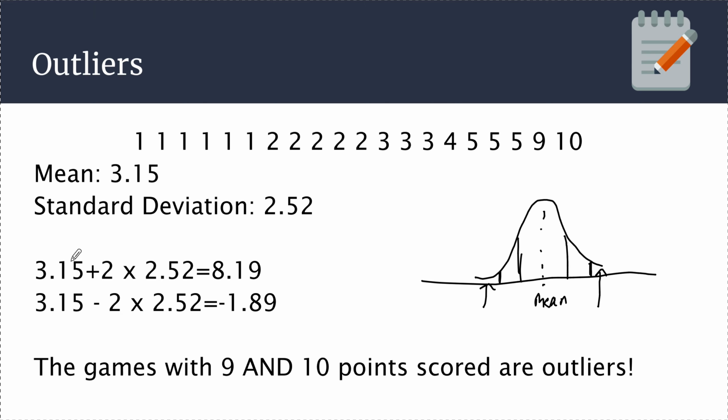We find the mean, then we say plus 2 times the standard deviation is 8.19, and then 3.15, that's the mean, minus 2 times the standard deviation will take us down to negative 1.89. And we say, hey, are there any values at or beyond those? All right. Nothing less than negative 1.89. We don't have to worry about that. But look up here. There are actually 2 data points using this method that we could identify as outliers. The games with 9 and 10 points scored are outliers using this method.